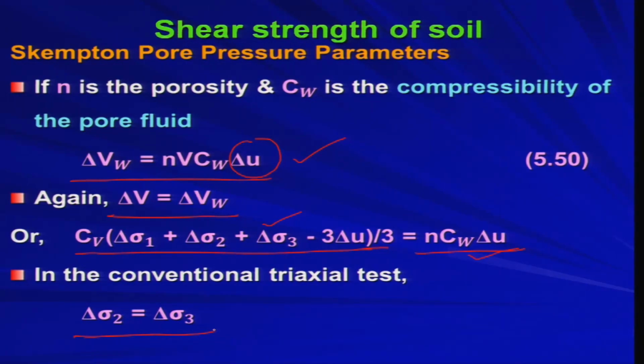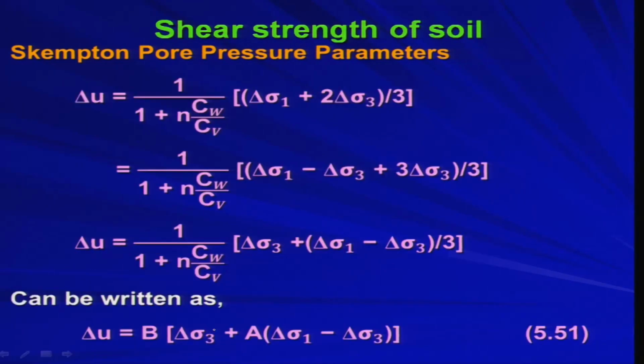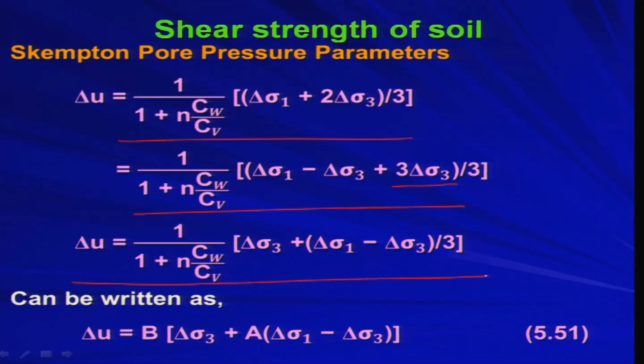So, if that is so, then delta u can be expressed like this from the previous expression, which can be further written as this, okay: delta sigma 3 plus some modification we are doing, which can be further written as this. So, delta u, that is the pore water pressure increment, is equal to this.